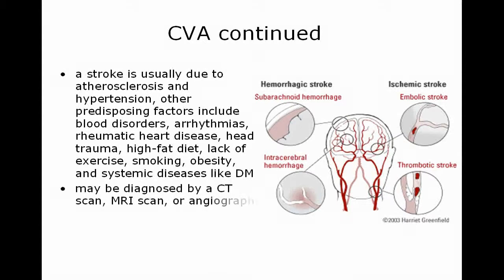Now, it's very important, again, that the person get to the emergency room as quickly as possible if they think they've had a stroke. The emergency department personnel will evaluate the person and probably send them right away for some imaging of the brain, like a CAT scan or an MRI or angiography.